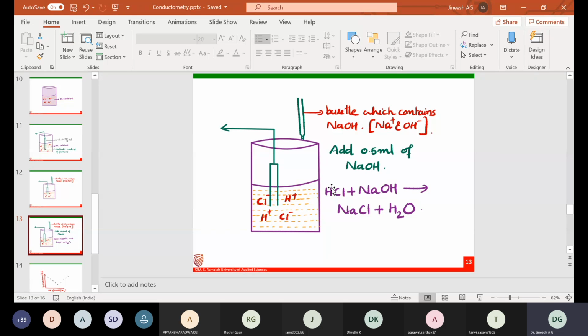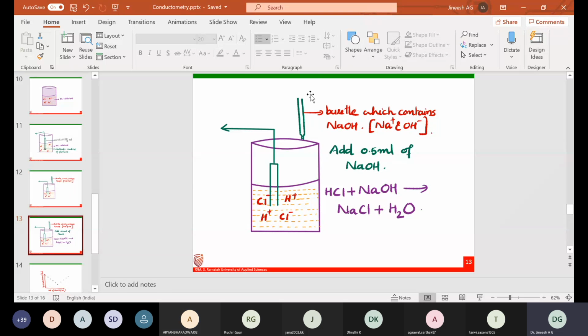Reason: initially it had more H plus ions. H plus ions were small, their mobility was high, so they could move fast, and conductivity was higher. Now that H plus is converted into water, a new ion, Na plus, came instead, but Na plus is bigger than H plus, so its mobility is less. Am I right? So conductivity will decrease. Any doubt?